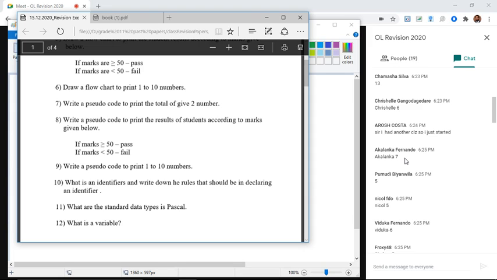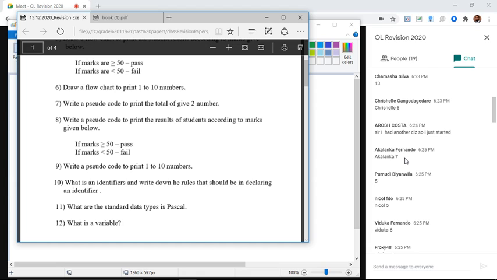Sir, Akalanka's mic is not working, as I know. Right, okay, good. Pomudi, just tell me. Can you switch on your mic or unmute that?